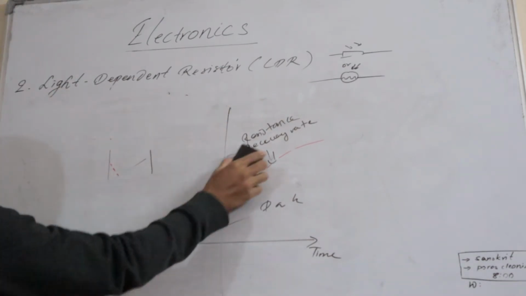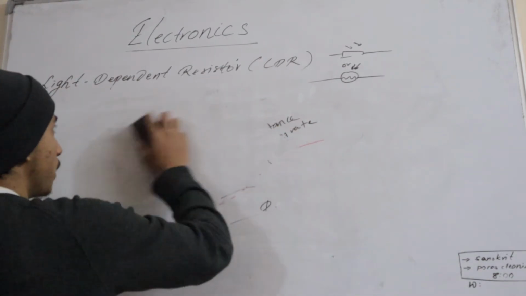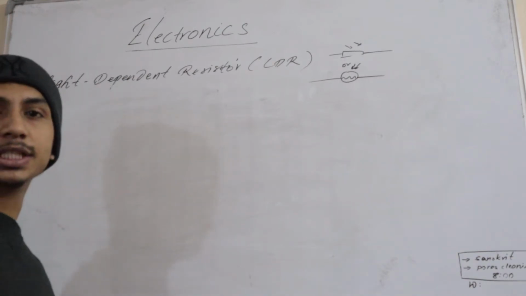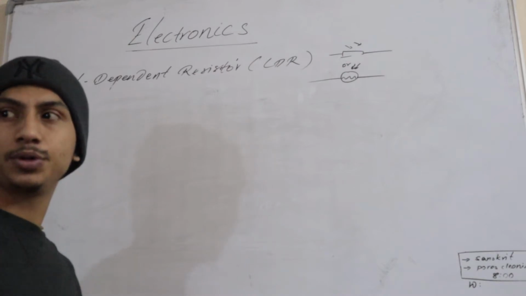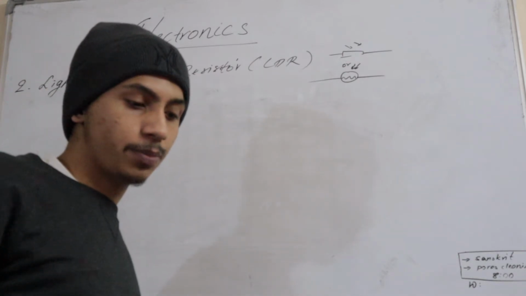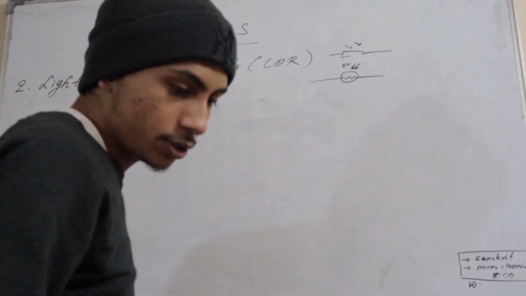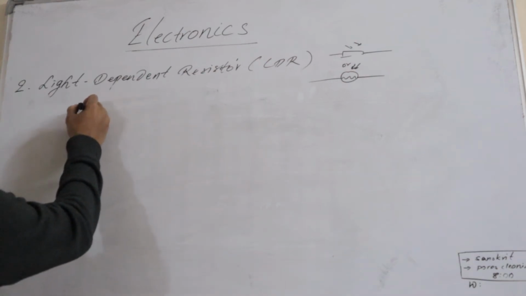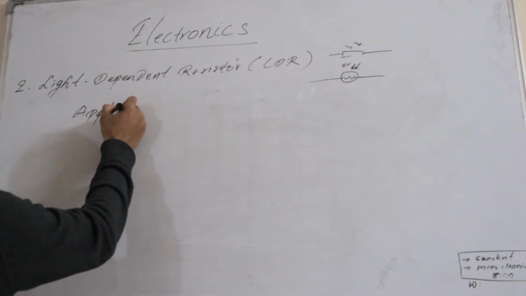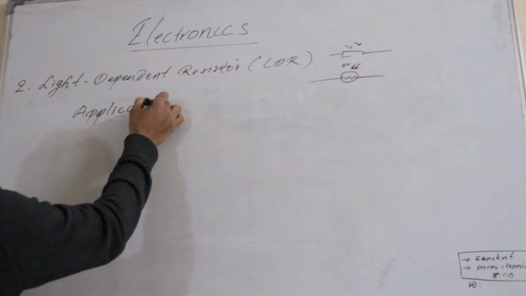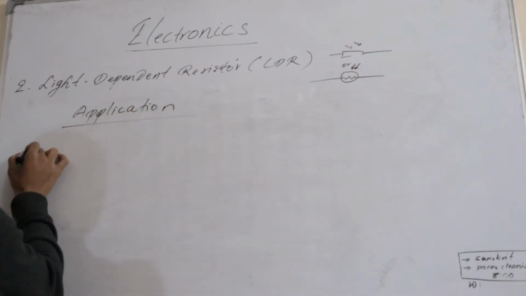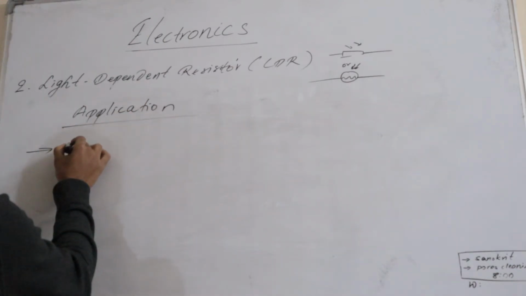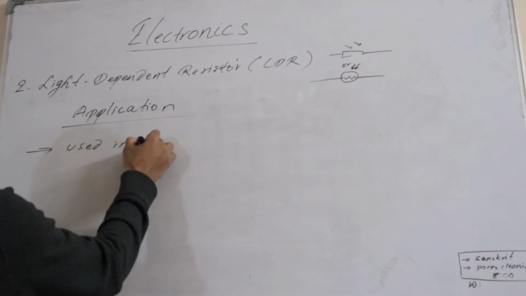Another thing in resistors. I have covered the potential divider tutorial on my YouTube, so you will see there what a potential divider is. As I told you, the light sensor is used to detect light. So what is the application of LDR? In physics, they will ask you about the application of LDR. I have written that it is used in street lamps.